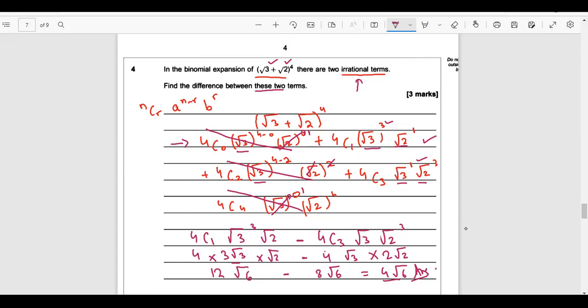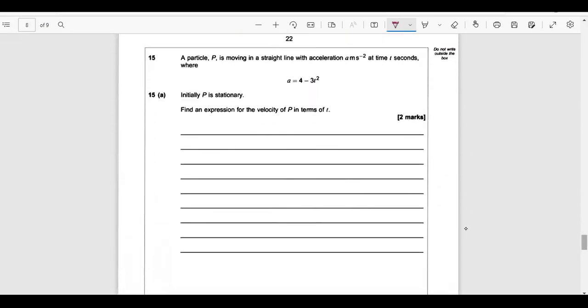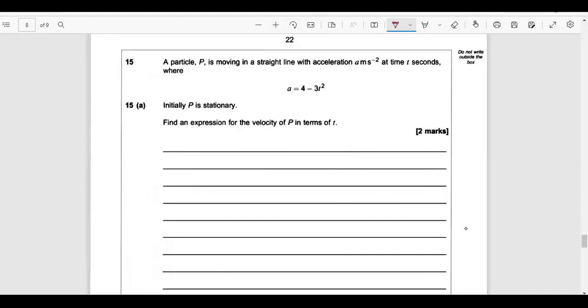So this was the fourth question, and it was about binomial expansion. Since we discussed this in classes as well, I wanted to talk about this. Okay. Let's talk about another question. Now it says, a particle P is moving in a straight line with acceleration a at time t seconds, where a is 4 minus 3t squared. Initially, P is stationary. Find an expression for the velocity of P in terms of t.